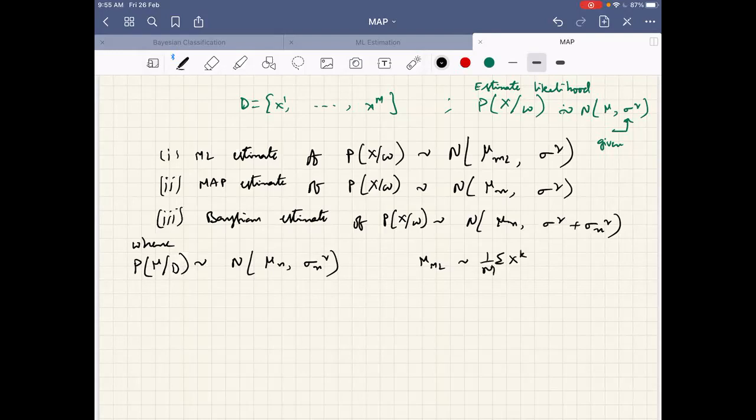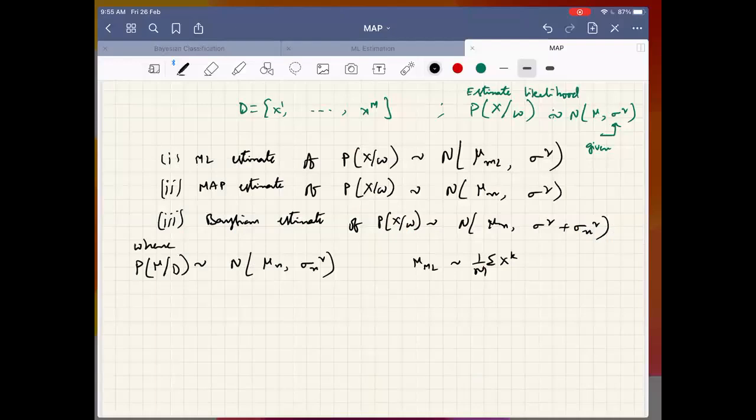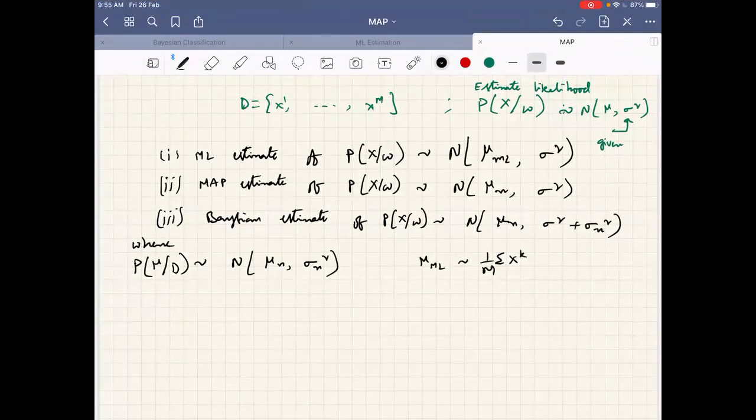So what is this Bayesian estimate doing, in addition to the MAP estimate? I need some verbal description for this. Yeah, quick answer. It is taking into account the uncertainty of mu n also while estimating the likelihood. Right, very good. So what it is saying is, if you are very certain about this mu n, then sigma n square is 0.